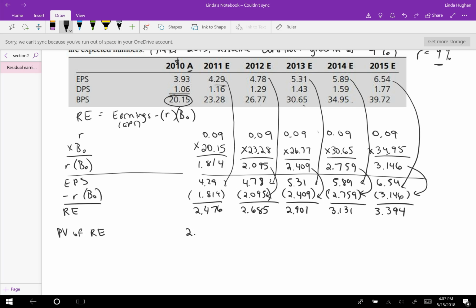So what I'm going to do is take each of these numbers and discount them by 1 plus the required rate of return, 1.09, to the number of years in which we are discounting. So 2.476 divided by 1.09. In today's dollar terms, this is worth 2.272. Let's discount that second cash flow.